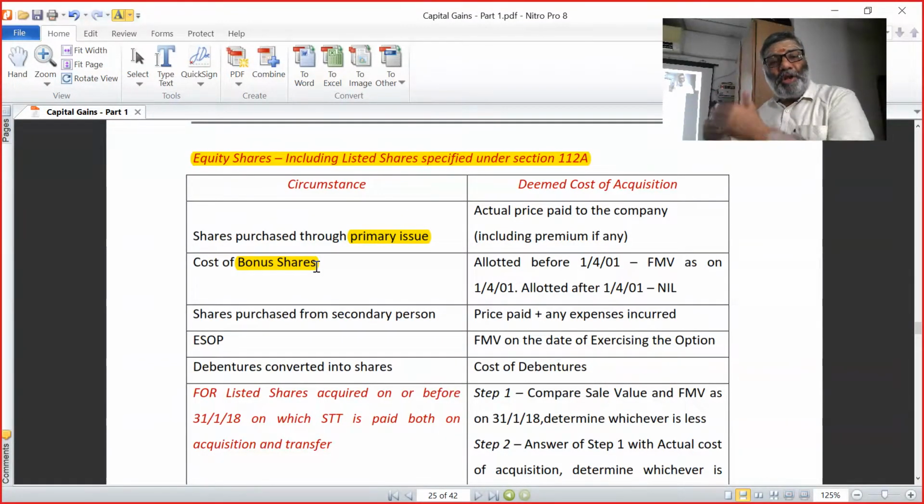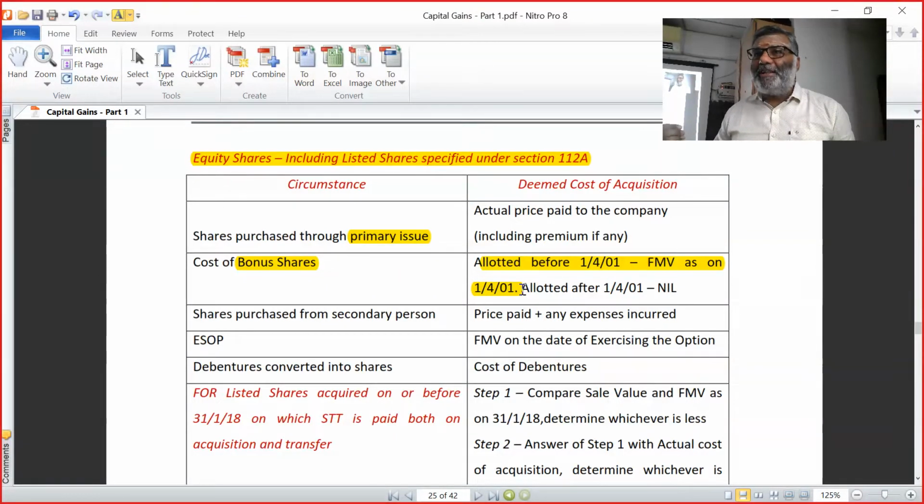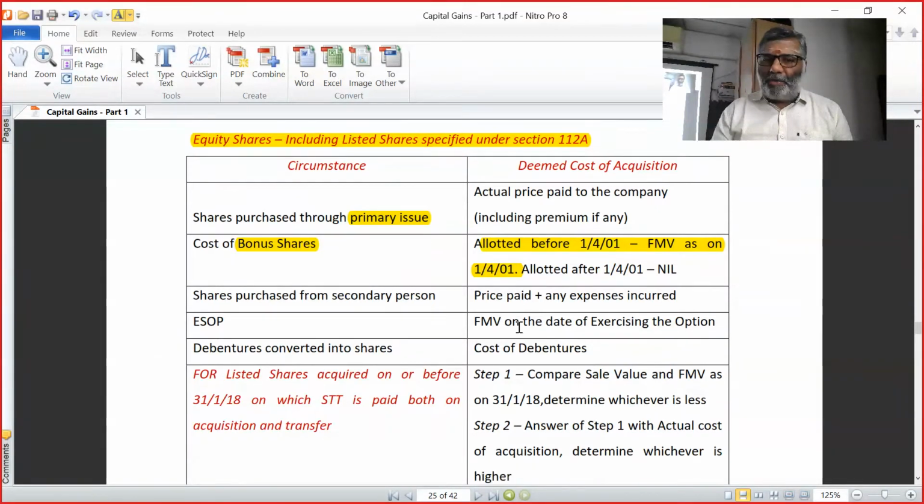So for bonus shares allotted before 1/4/2001, I can take the fair market value as on 1/4/2001. Even if it is 1 rupee, it is higher. Okay. For bonus shares allotted after 1/4/2001, COA is nil. Beneficial construction. Shares purchased from other than company: purchase price paid plus any expenses at the time of acquisition.